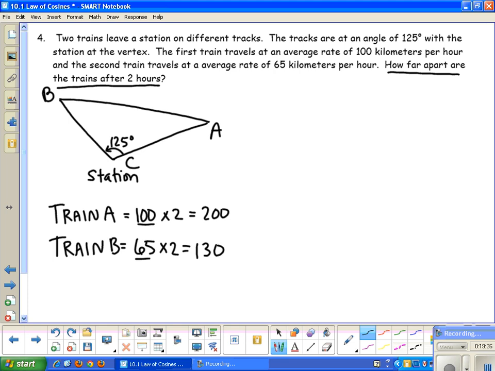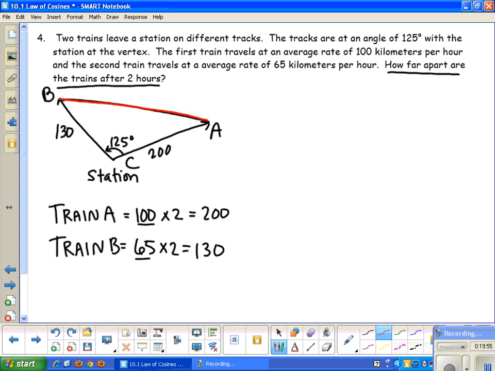So then I know that side B is going to be from the station to train A. So this one is a little bit harder. From the station to train A has traveled 200 kilometers in 2 hours. And from the station to train B here, we have traveled 130 kilometers in the 2 hours. So now I want to figure out how far apart these are. So I'm trying to figure out this distance right here.